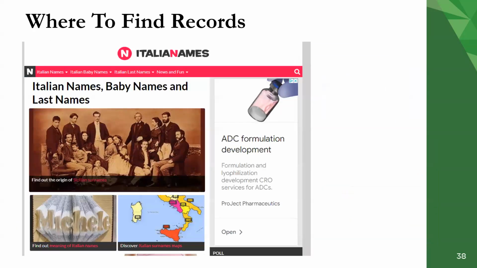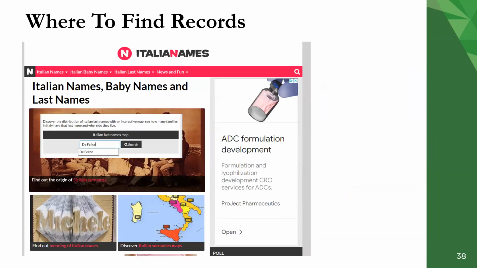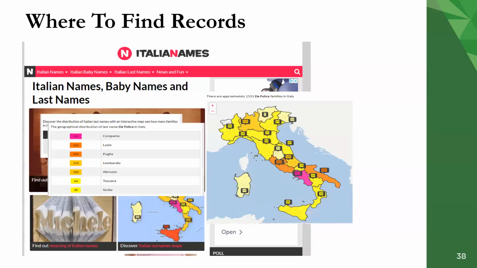Now this one's kind of fun, the Italian names website. It will let you look for a name. So say, for example, they're looking for a name, and this is an Italian name. I thought it was French in the beginning, but no, it's actually Italian, Di Felice. You can search for that and see where that name appears in Italy. Then they give you a map and they show you, these are the regions. We start with the regions first. Here's the regions and the numbers where that particular surname is located.